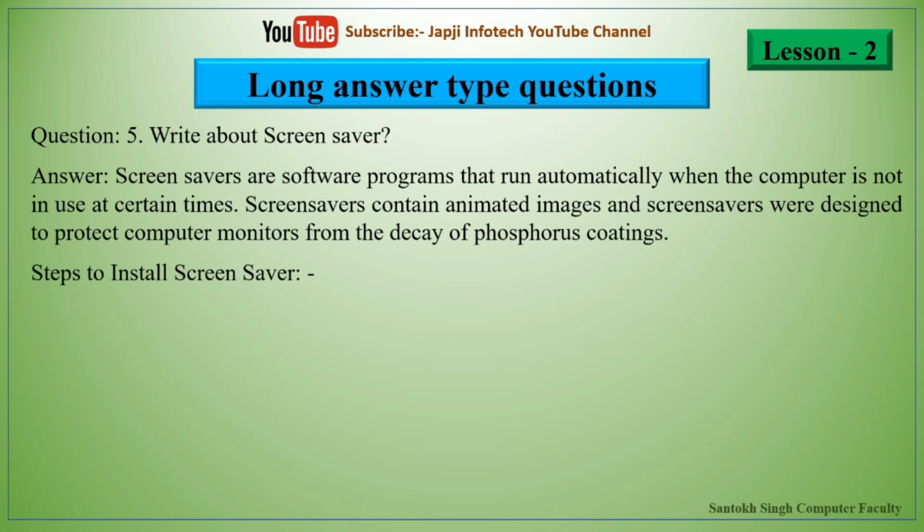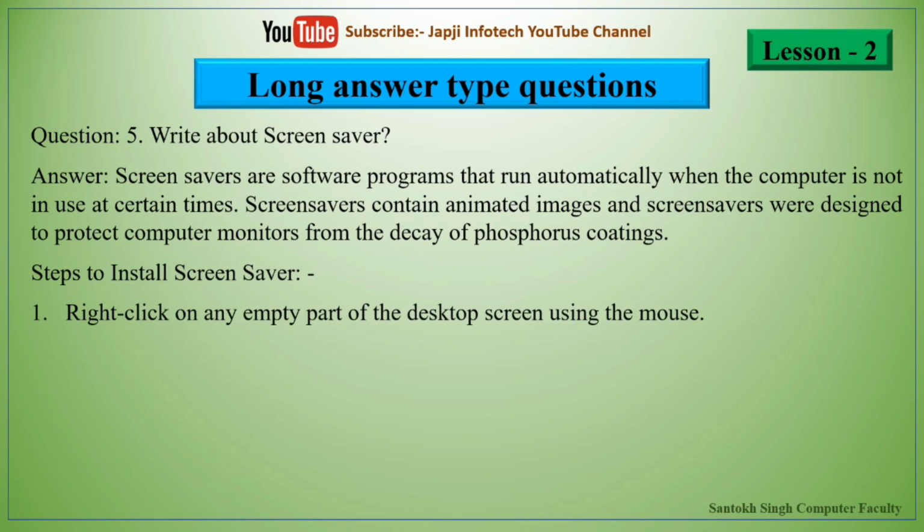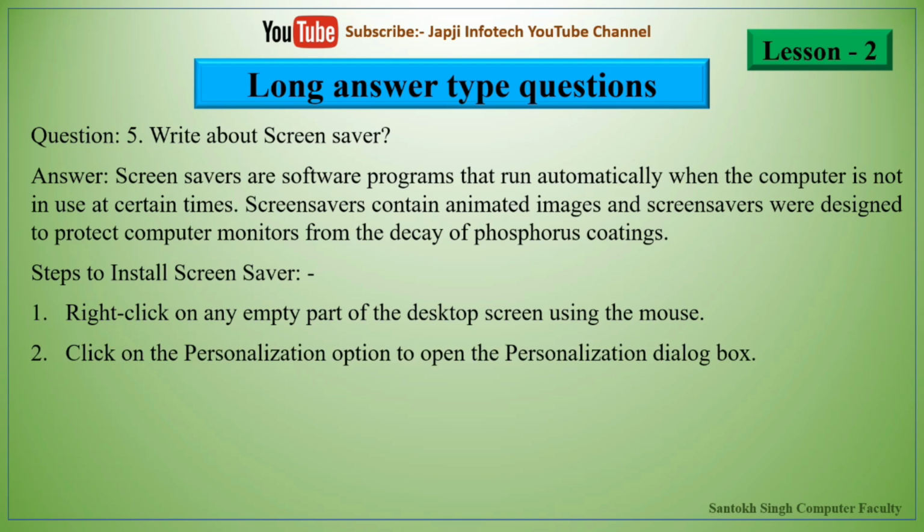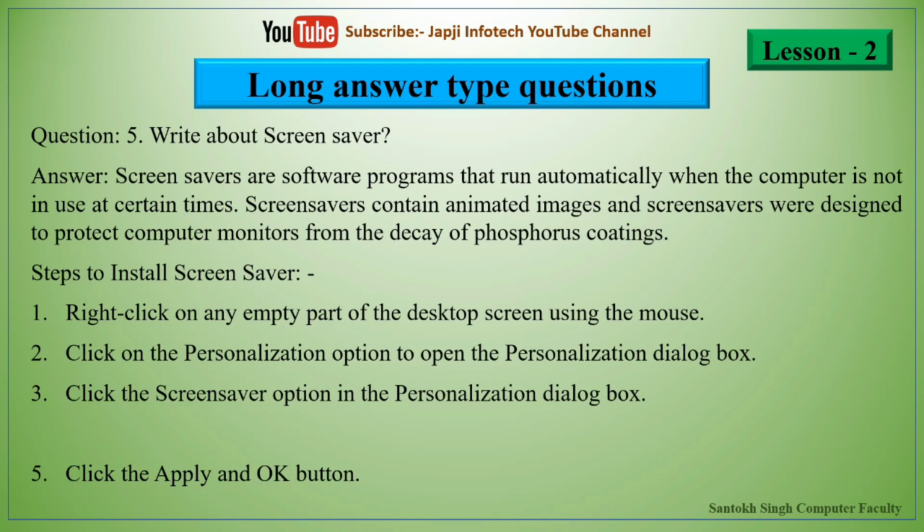So the steps to install a screensaver are: the first one is to right click on any empty part of the desktop screen using the mouse. Second, click on the personalization option to open the personalization dialog box. Third, click the screensaver option in the personalization dialog box. Choose the screensaver of your choice. And the last thing we can do is click the Apply and OK buttons.